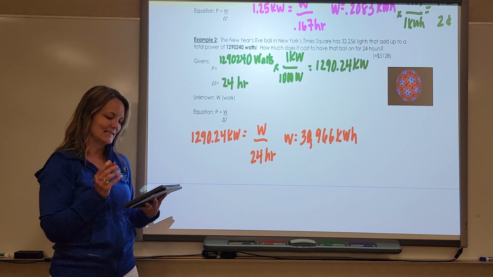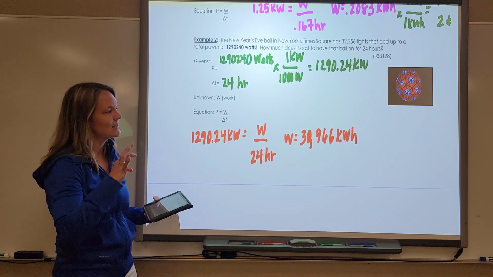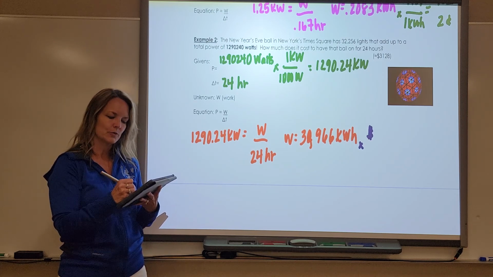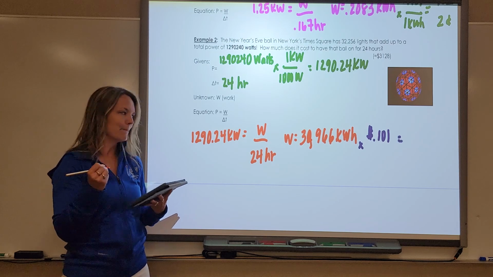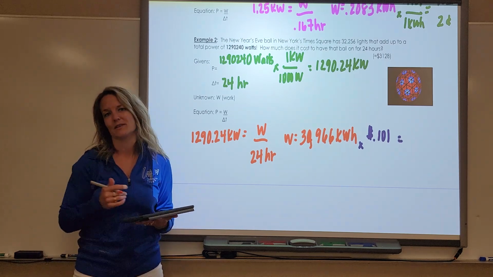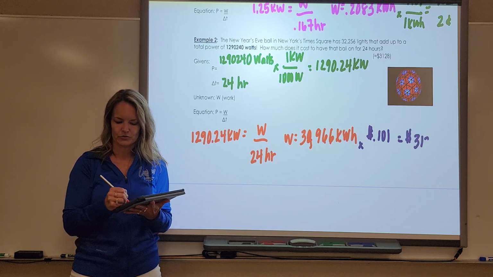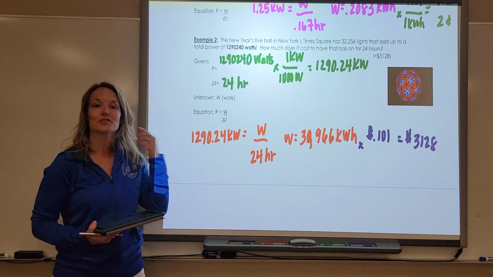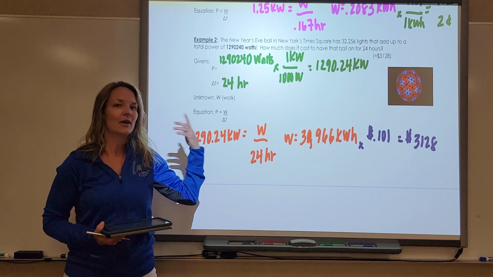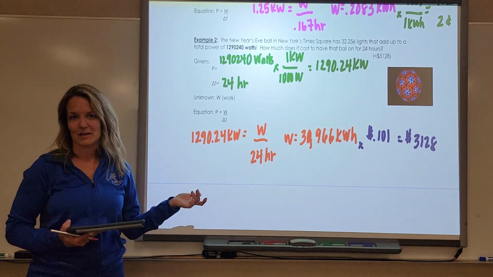My last step, now that I know how many kilowatt hours there are, I need to multiply it by the price. Every kilowatt hour costs you 0.101. So if I multiply that by 0.101, I find it costs over $3,000 just to light that up for one day. I got like 3,128 for my dollars. Okay, and they don't keep it on. Now that it's a tourist attraction, they keep it on every day of the year. It costs over $1 million to keep that thing running just in electricity.